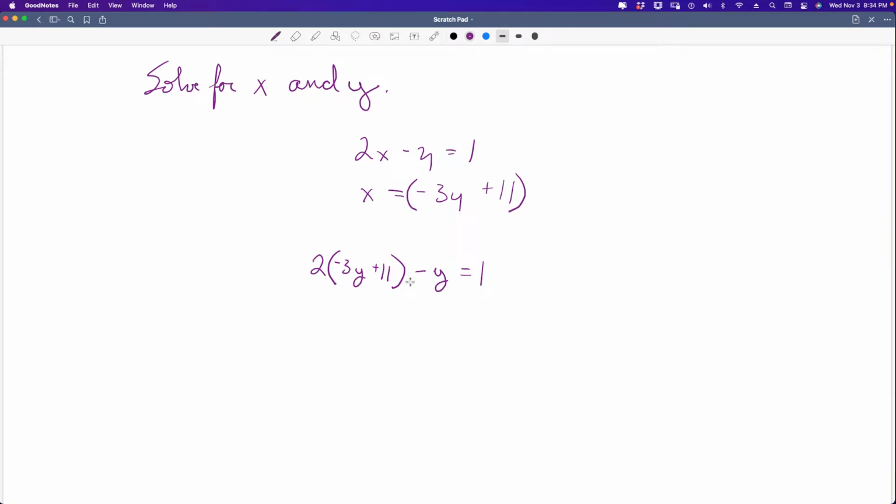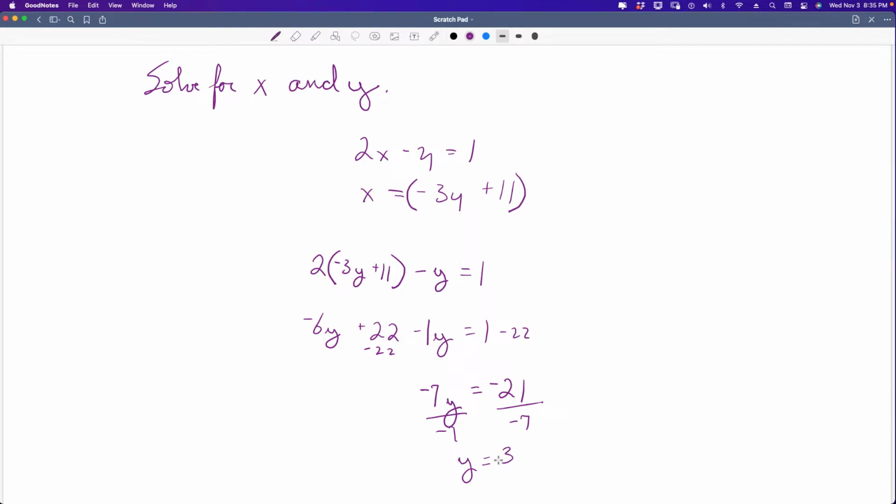Now we're going to distribute and solve for y. 2 times negative 3y is negative 6y. 2 times positive 11 is positive 22. Minus y equals 1. We can combine these two y's. Remember, this is the invisible 1 right here, so it's going to be negative 7y. We subtract 22 from both sides, which gives negative 21. When we divide both sides by negative 7, we find that y is equal to 3.